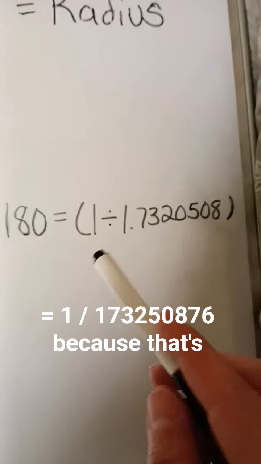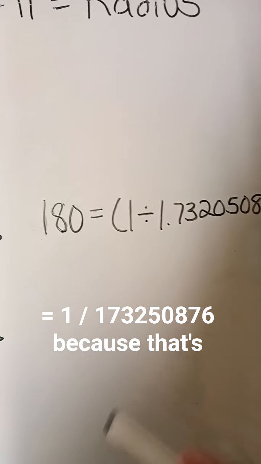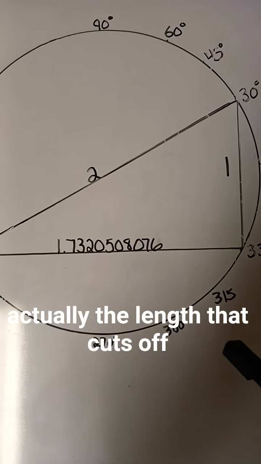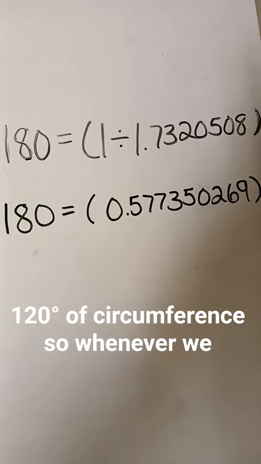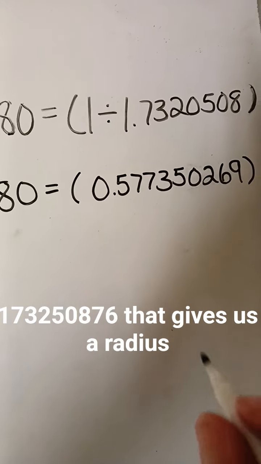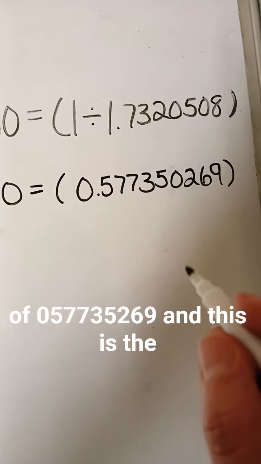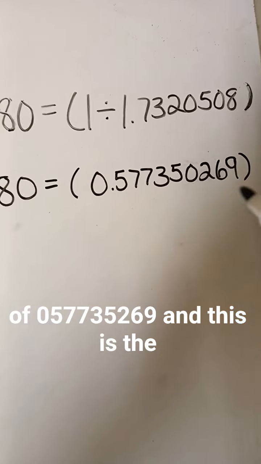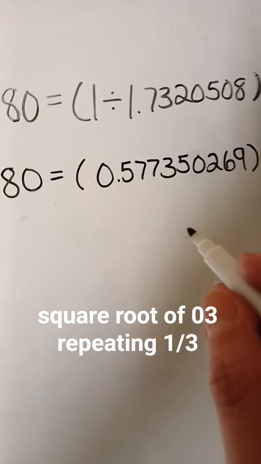180 equals 1 divided by 1.732050876. Because that's actually the length that cuts off 120 degrees of circumference. So whenever we take 1 and divide it by 1.732050876, that gives us a radius of 0.577350269. And this is the square root of 0.3 repeating, 1/3.